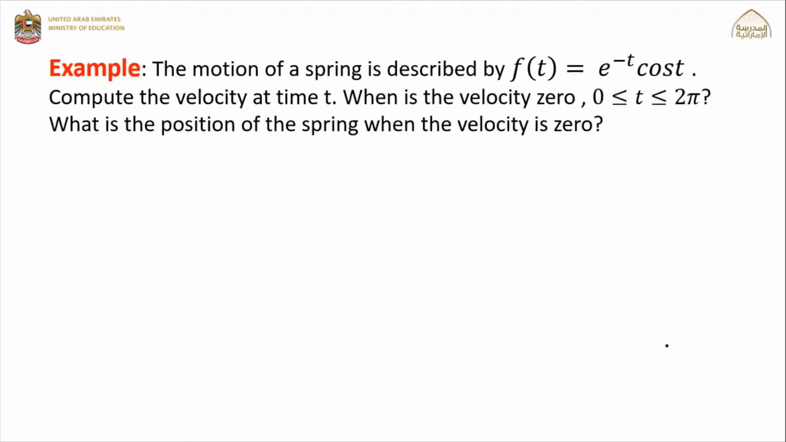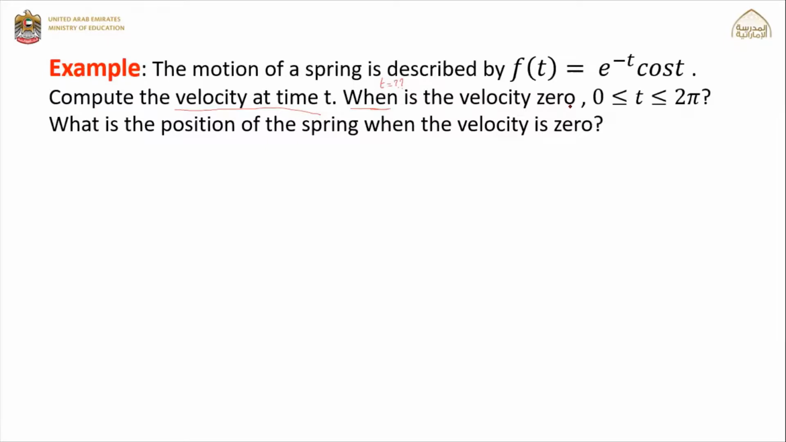Now we will go to another example. We will talk here about the motion of a spring. The motion of a spring is described by a function f of t equal e to the power negative t cosine t. Compute the velocity at time t. So the first thing, I will find the velocity at time t. After that, he asked me about the time t.